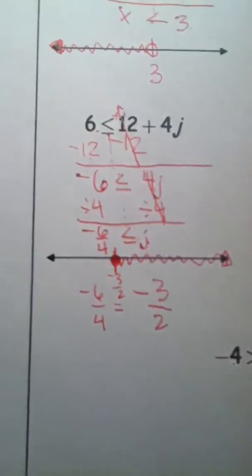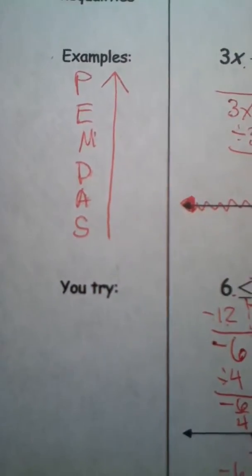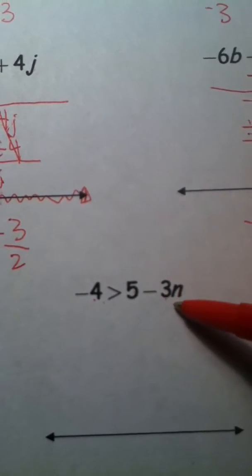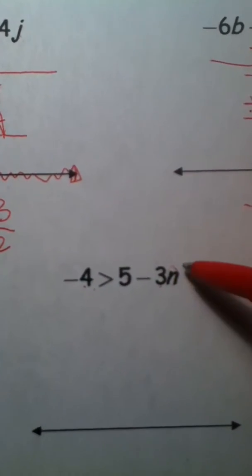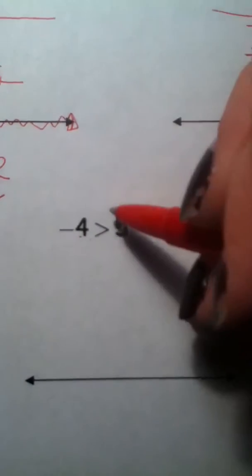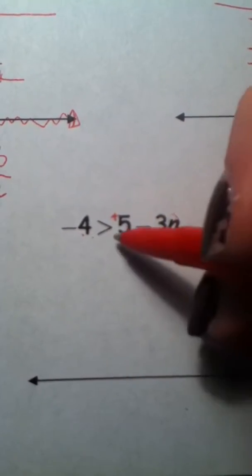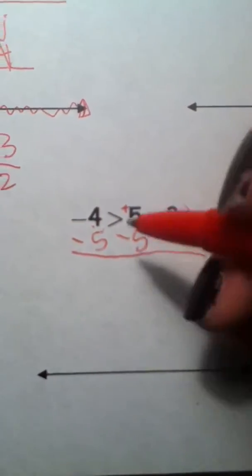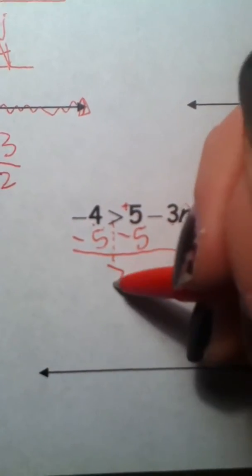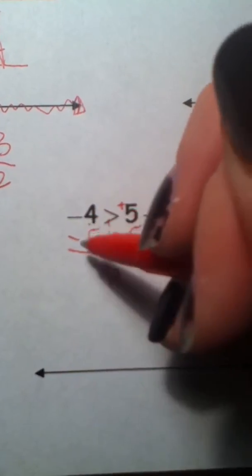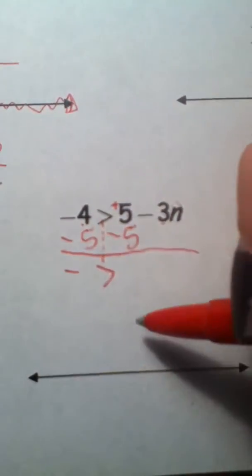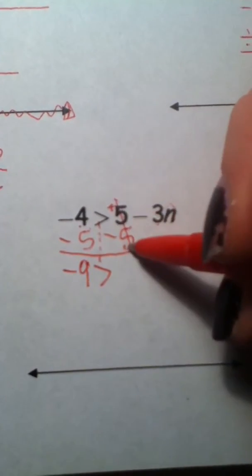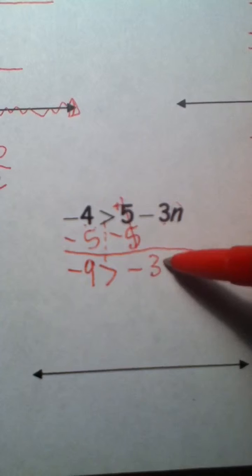Think reverse order of operations. Okay, back to this PEMDAS here, so adding or subtracting first. I don't want to deal with this n until the very end. So what I'm going to do first, since this is like a positive 5, move the 5 over. We need to do opposite operations. All we did was subtract 5. So negative 4 minus 5 becomes a negative 9. Positive 5 and negative 5 is 0. We have a negative 3n.